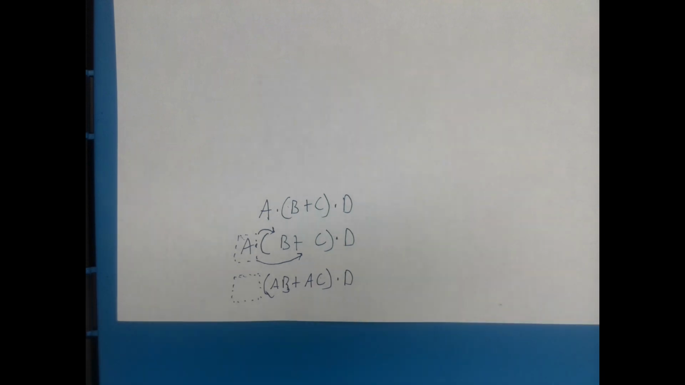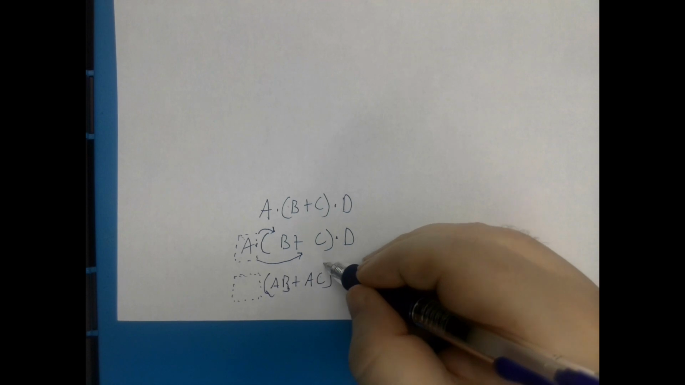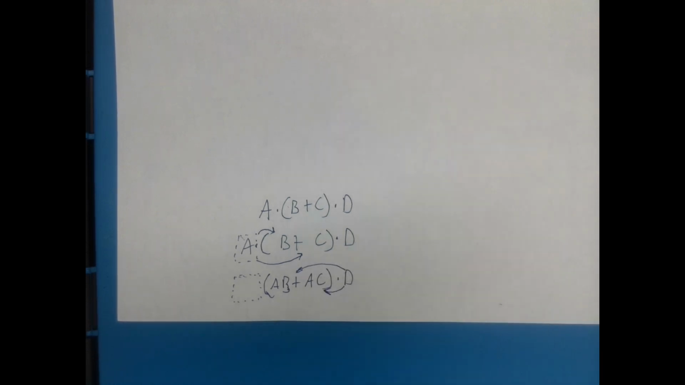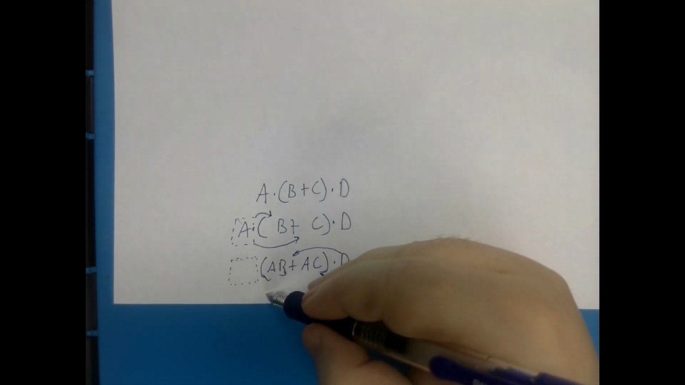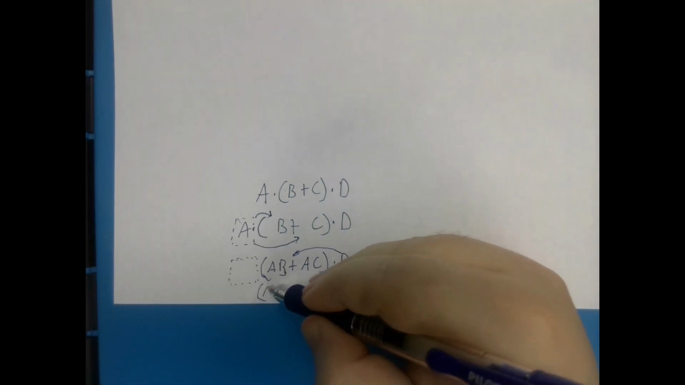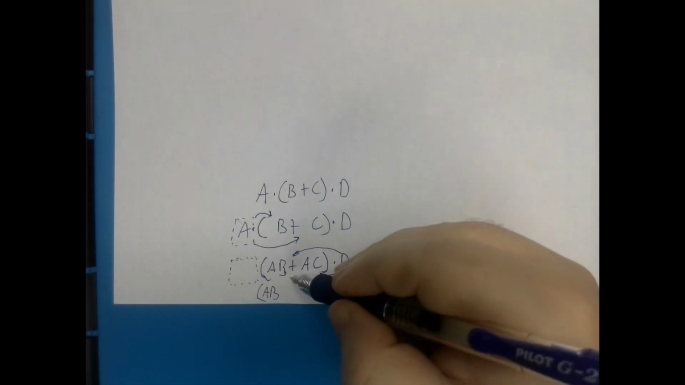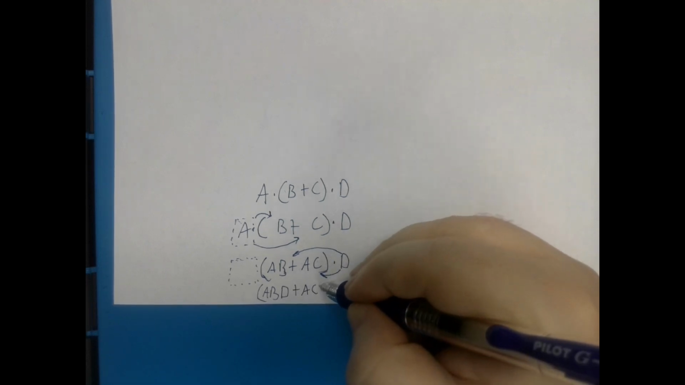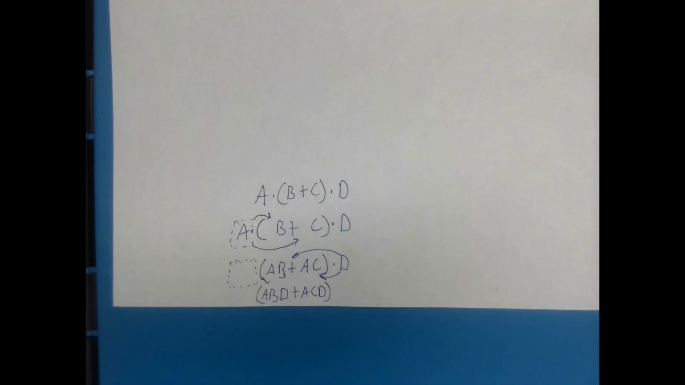Same thing happens with the D. The D is going to come over here and attach itself to the AB and the AC. So that'll be AB, it's going to get attached with a D, and the AC is going to get attached with a D.